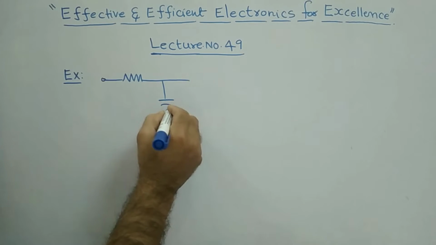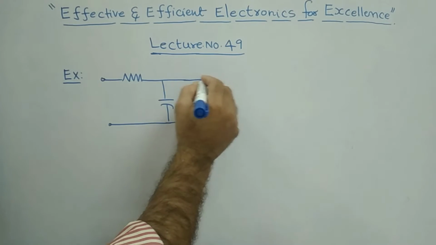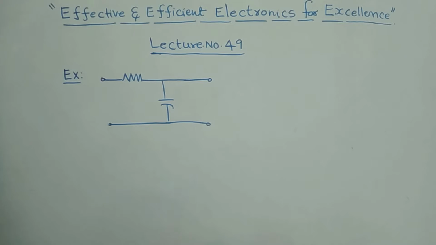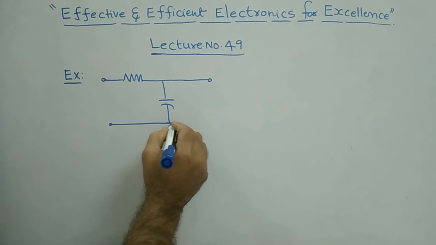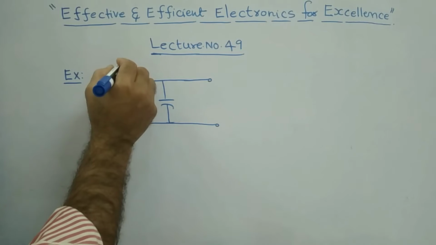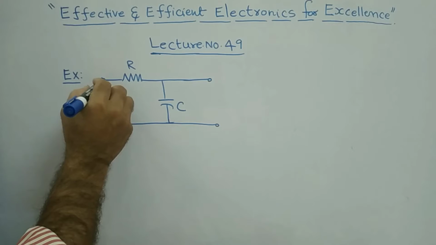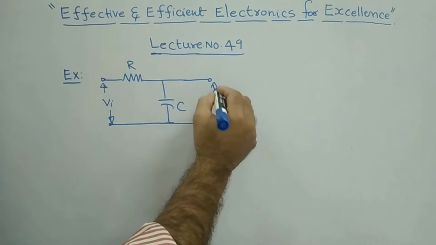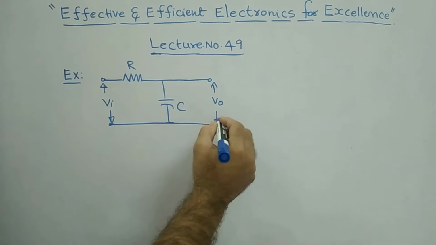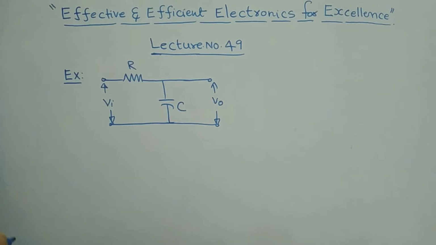That RC network basically. This is a very simple network to consider, to understand the concept of transfer function. This is, let us say, R, this is C, this is your Vi input and this is your V naught output. This is the resistive element, this is the capacitor element.